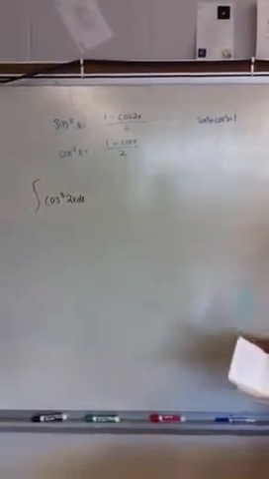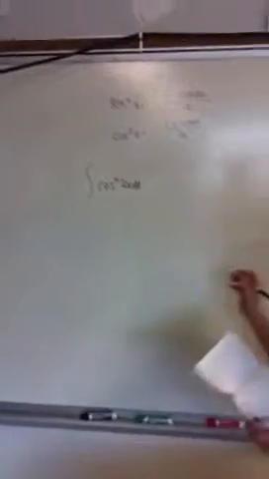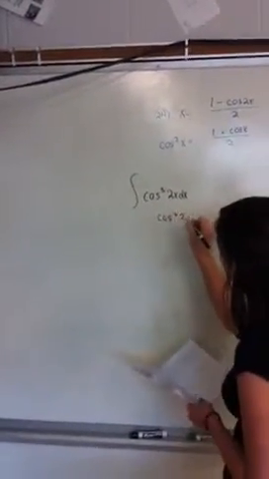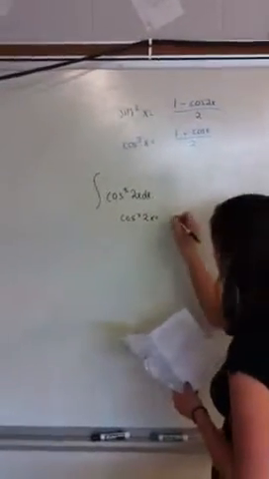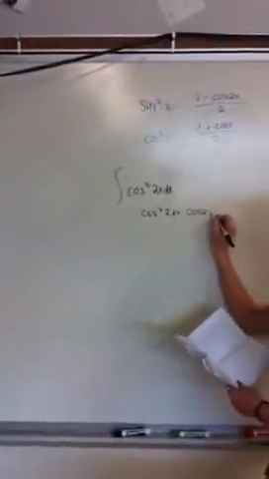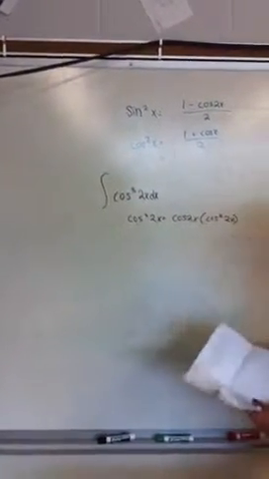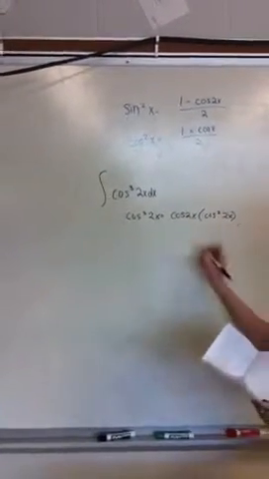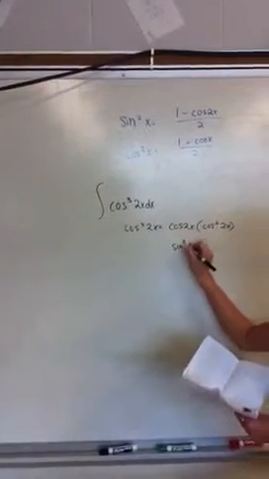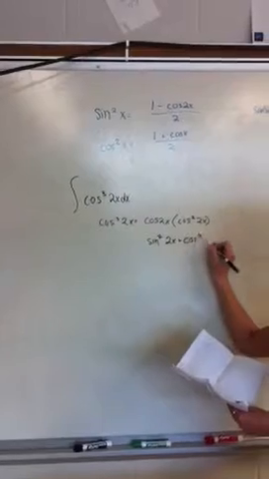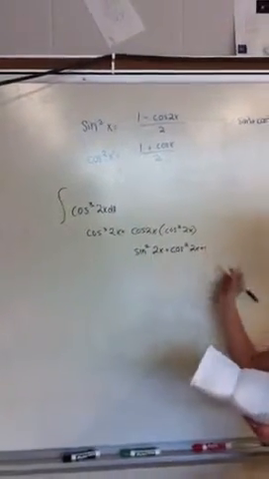Okay, today we're going to be solving the integral of cosine cubed 2x dx. So we know that cosine cubed 2x is equal to cosine 2x times cosine squared 2x. And this is helpful because it turns into an even powered integral of a trigonometric item.